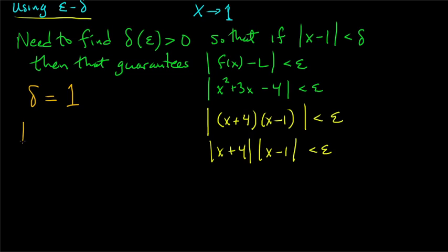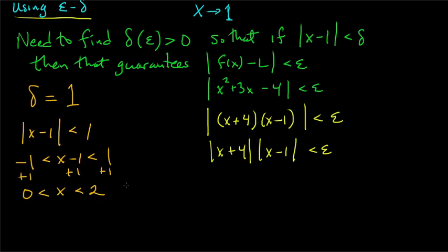So what that means is my absolute value of x minus 1 has to be less than delta, but I just said that delta is 1. So in absolute value, if I want to get rid of the absolute value, x minus 1 has to be between -1 and 1. If I add 1 to the left, the right and the middle, I get that 0 is less than x is less than 2. So if my delta is 1, that means x has to be somewhere between 0 and 2.